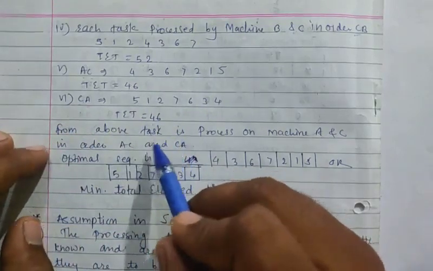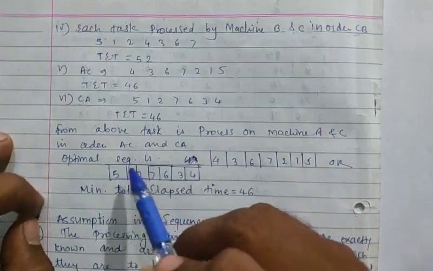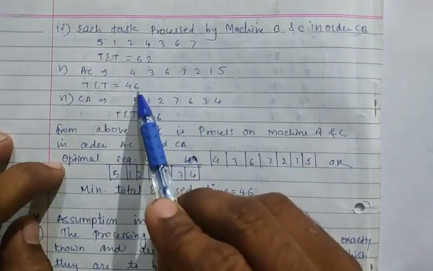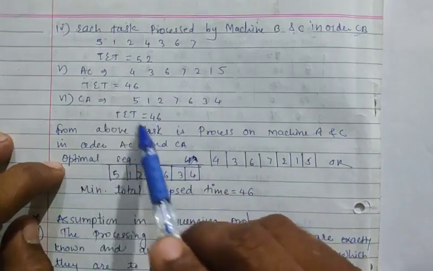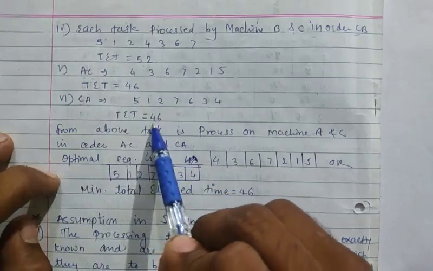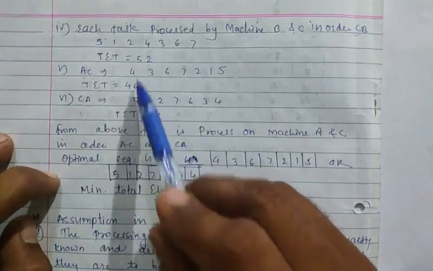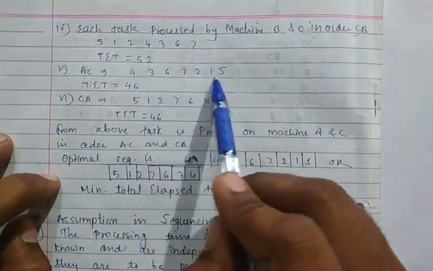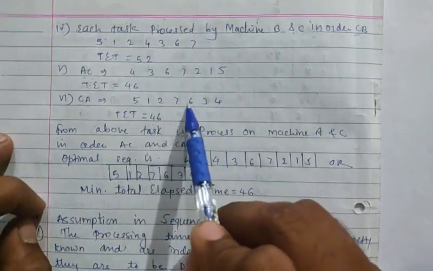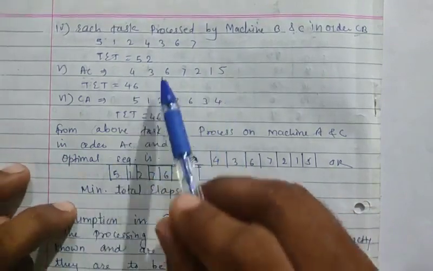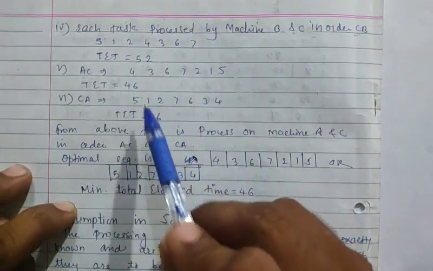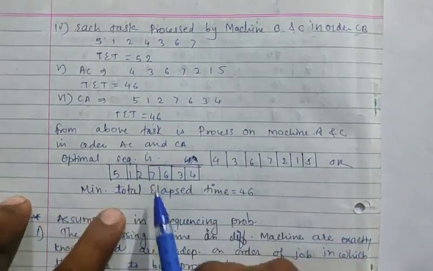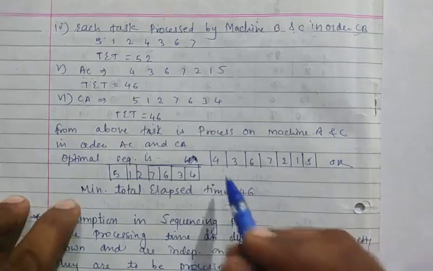So from the above, the task is processed on machines A and C in order AC and CA. In order AC the total elapsed time is 46, and in order CA it is 46. This is the minimum elapsed time from the previous ones. The optimal sequence will be 4, 3, 6, 7, 2, 1, 5 or 5, 1, 2, 7, 6, 3, 4, and the minimum elapsed time is 46. By the direct process you get 46, but this is a very lengthy process.